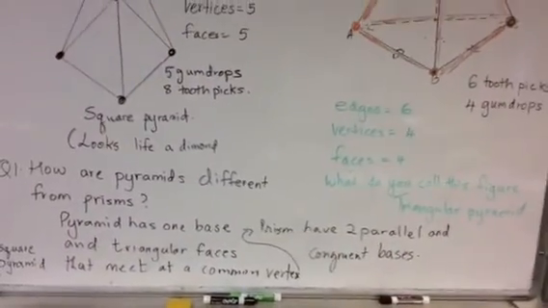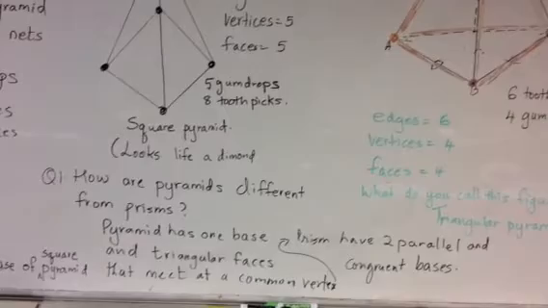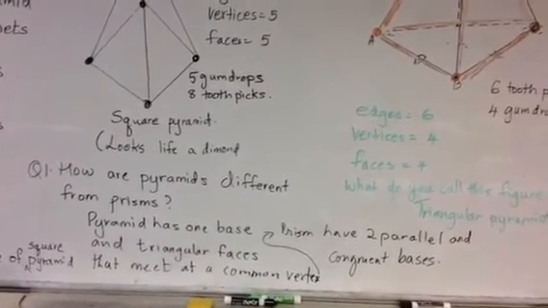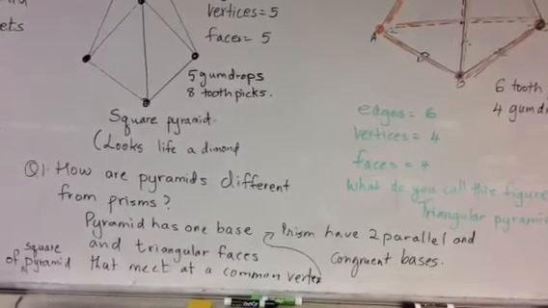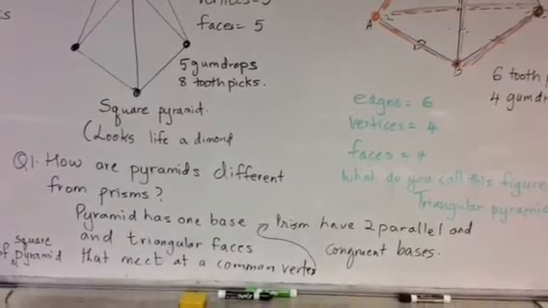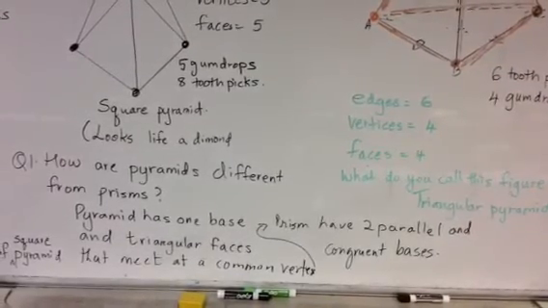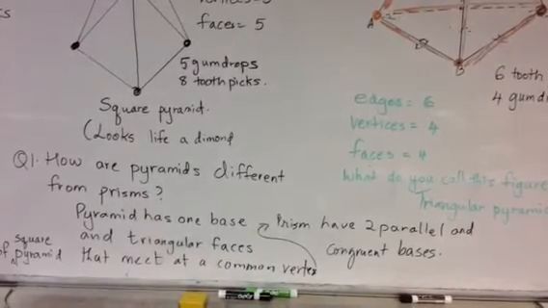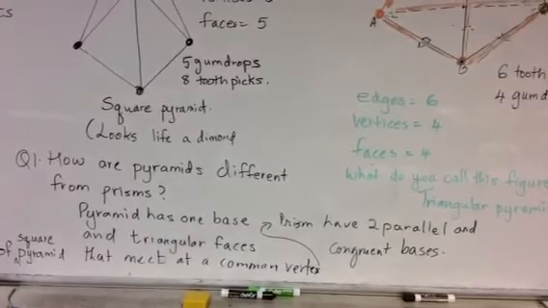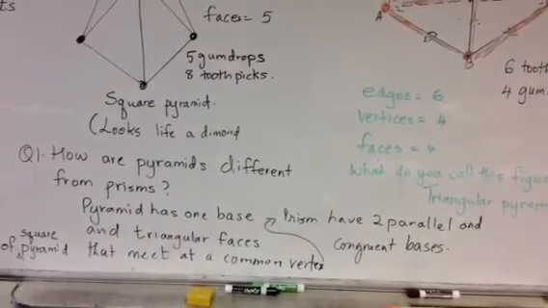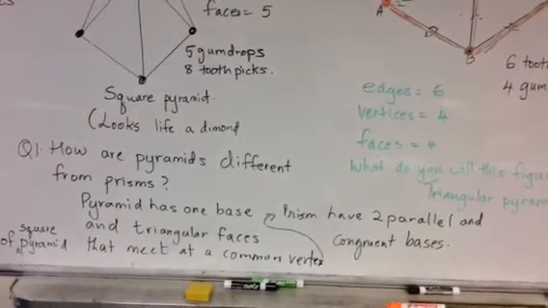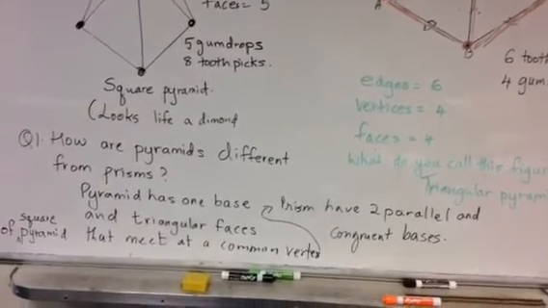Okay, so the pyramid has 1 base and triangular faces that meet at a common vertex. On the other hand, prisms have 2 parallel and congruent bases. Congruent means same shape and same size. That's the difference between a pyramid and a prism. A pyramid has 1 base, a prism has 2 bases. And all the faces are triangular in a pyramid, but in a prism the faces will be squares or rectangles.